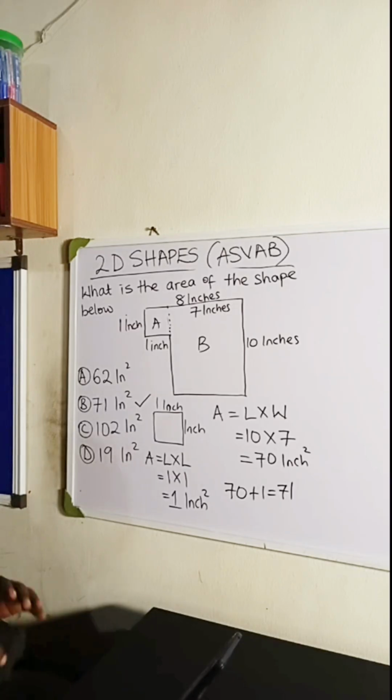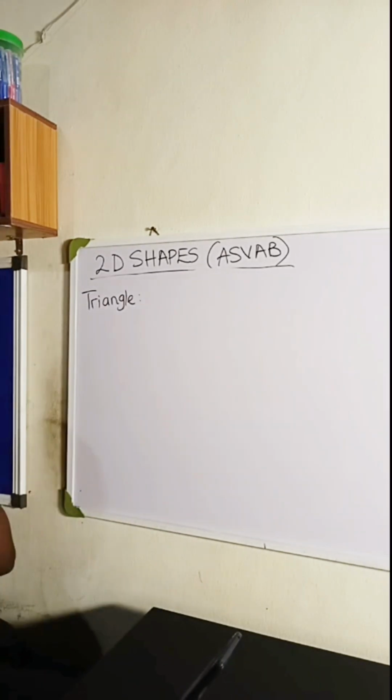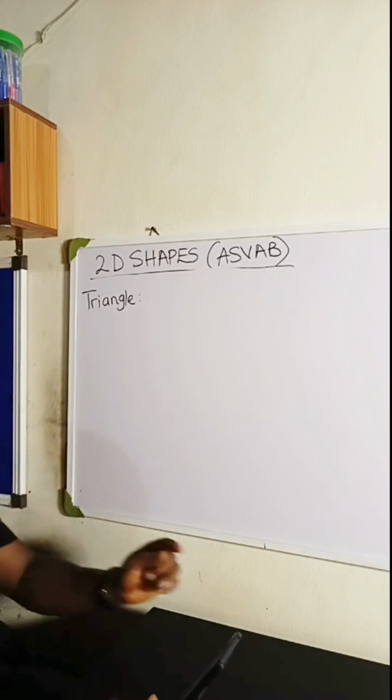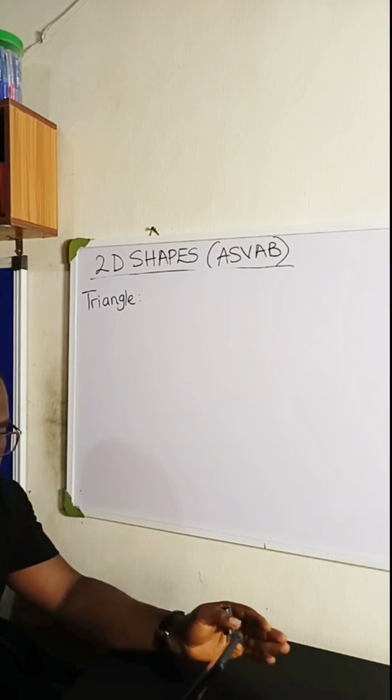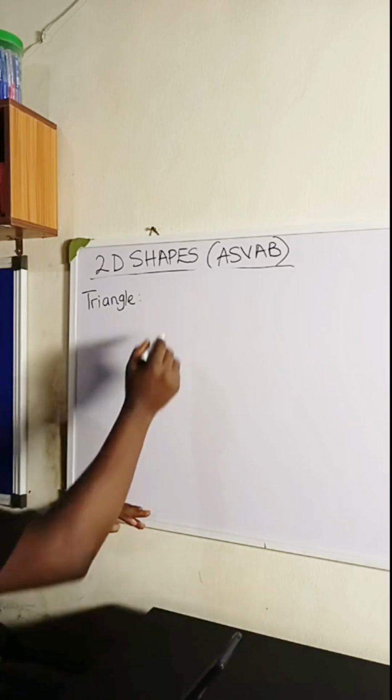So let's consider a triangle. A triangle is a 2D shape that has 3 sides. A triangle has 3 sides.